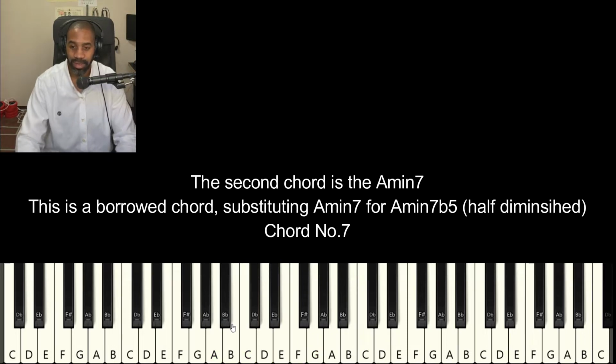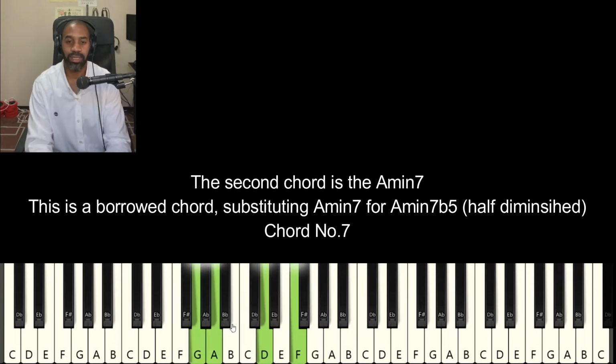If you look at the scale again, 1, 2, 3, 4, 5, 6, 7. Now normally that would be the A half diminished, okay? So what we tend to do in R&B is we borrow chords. I think more of an R&B sound would be the A minor substituted instead.